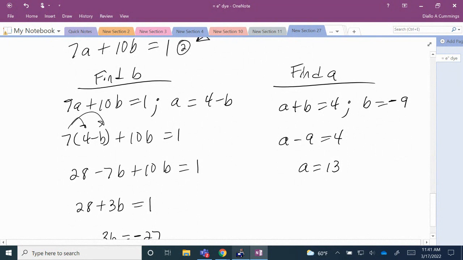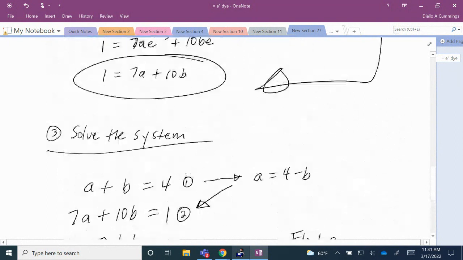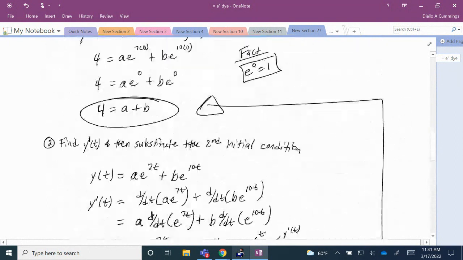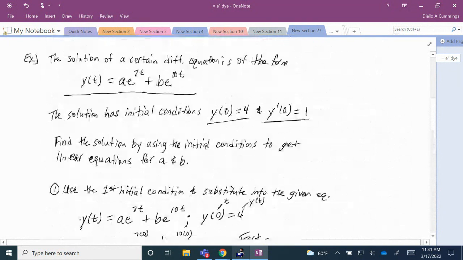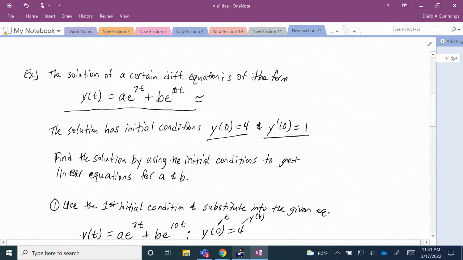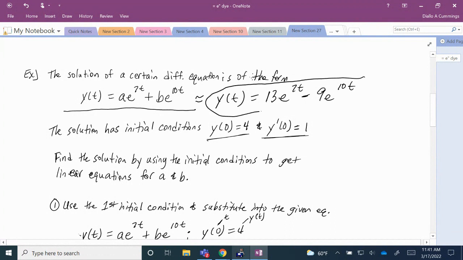So now that we have the coefficients a and b, we can simply substitute those into our solution. All right, so we have y sub t is equal to 13e to the 7t minus 9e to the 10t. All right, so this is our solution.